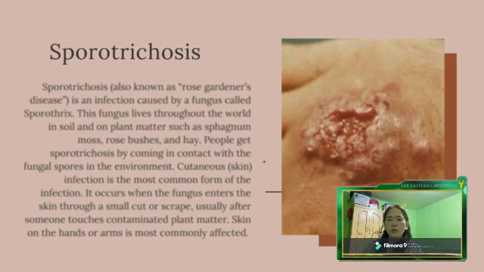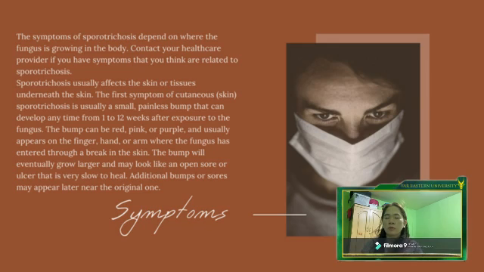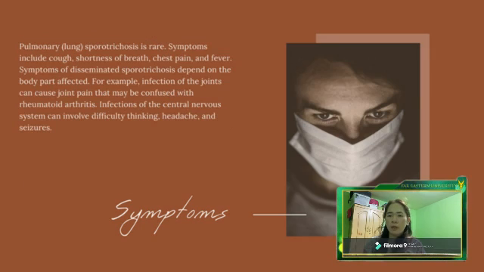Sporotrichosis, also known as rose gardener's disease, is an infection caused by a fungus called Sporothrix. This fungus lives throughout the world in soil and plant matter, such as sphagnum moss, rose bushes, and hay. The symptoms of sporotrichosis depend on where the fungus is growing in the body. Symptoms of disseminated sporotrichosis depend on the body part affected.